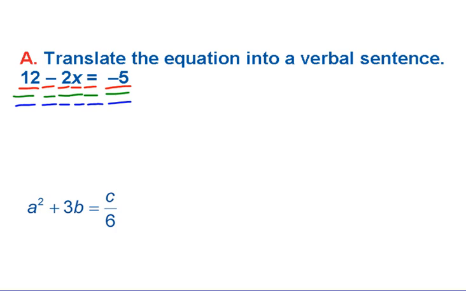Same with this one down here. I could say a squared plus 3 times the number b is equal to c divided by 6. I could also say a to the power of 2 increased by b times the number 3 is c over 6. Okay, I can also say a number a squared plus 3 times a number b is c divided by 6.